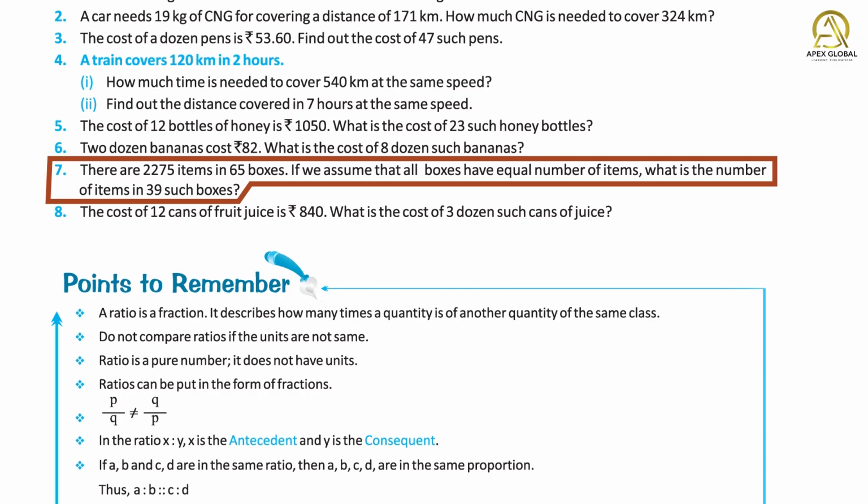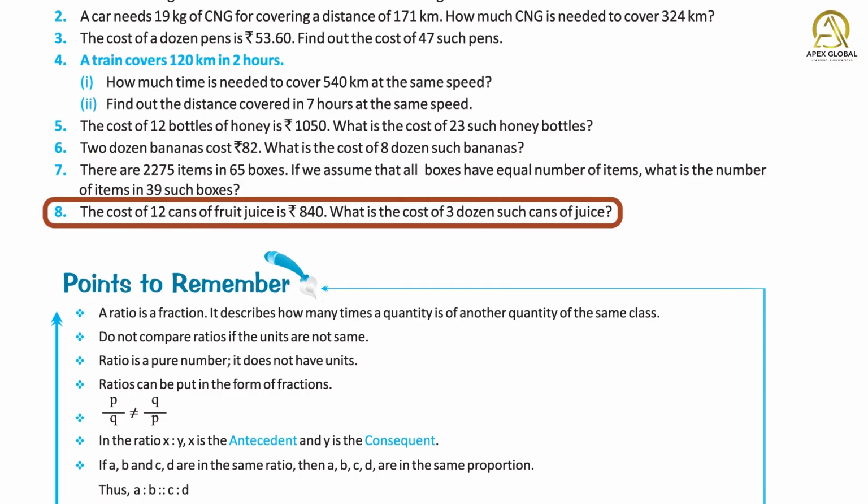Question 7. There are 2,275 items in 65 boxes. If we assume that all boxes have equal number of items, what is the number of items in 39 such boxes? Solution: 1,365 items. Question 8. The cost of 12 cans of fruit juice is rupees 840. What is the cost of 3 dozen such cans of juice? Solution: rupees 2,520.